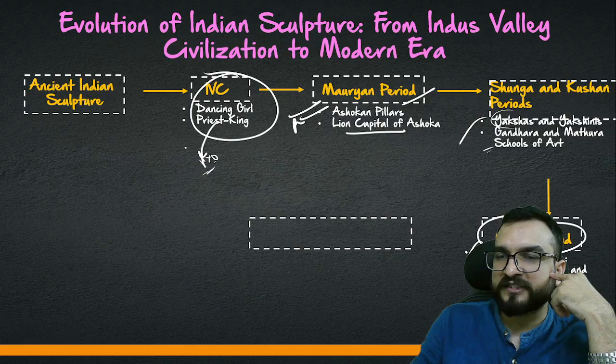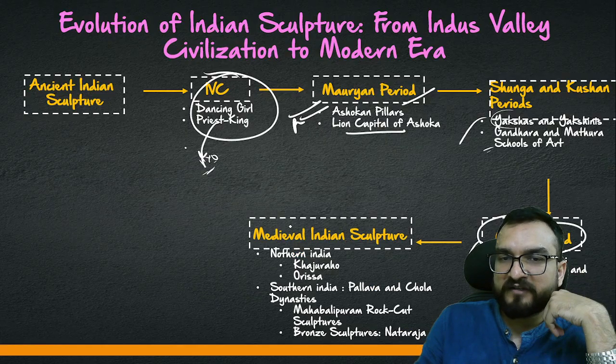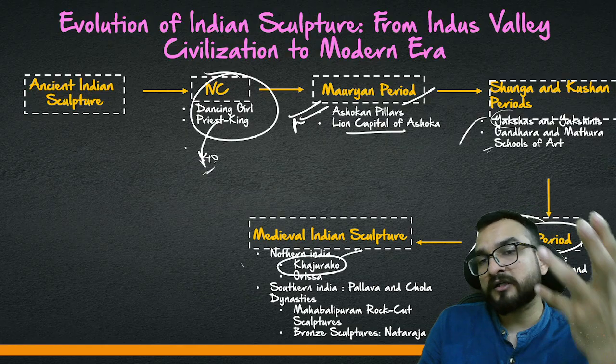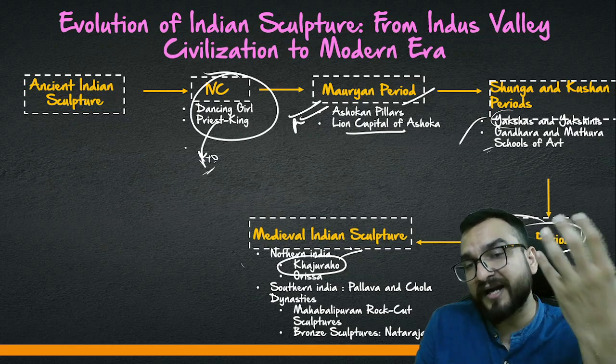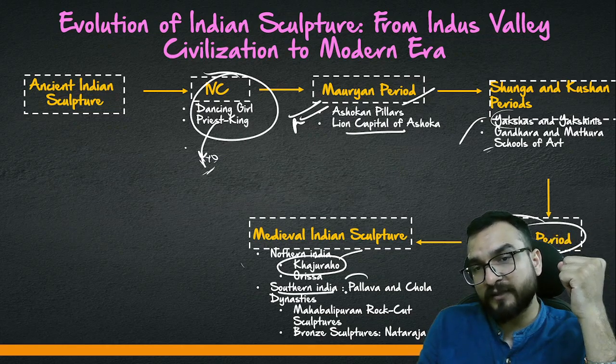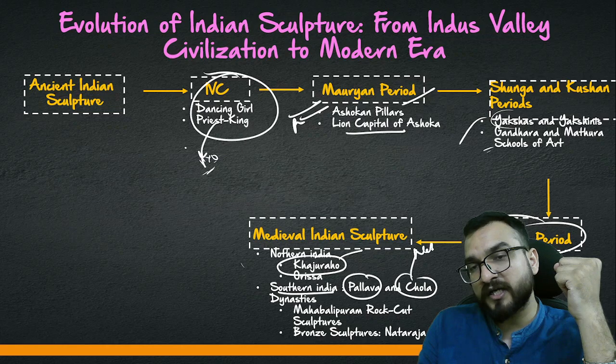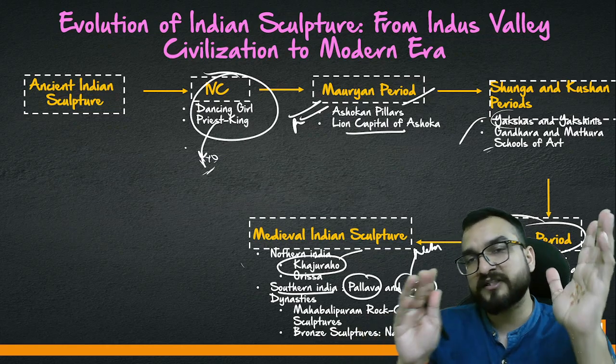Gupta period, you will be seeing, DTs will be coming. Medieval India, you will be seeing Khajuraho, erotic structures will be coming. What are the significance, features, and contribution? What is it highlighting? Right? Southern India, Pallava, Chola. In Chola, the Nataraj Murti became famous, and they have asked it once, guys.